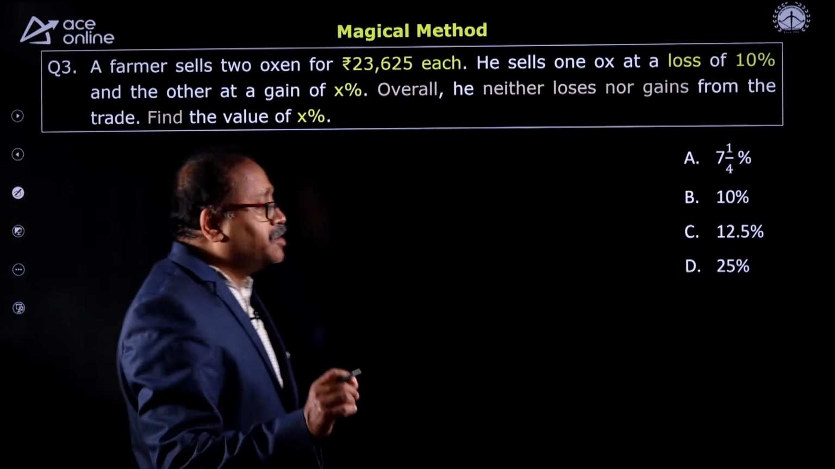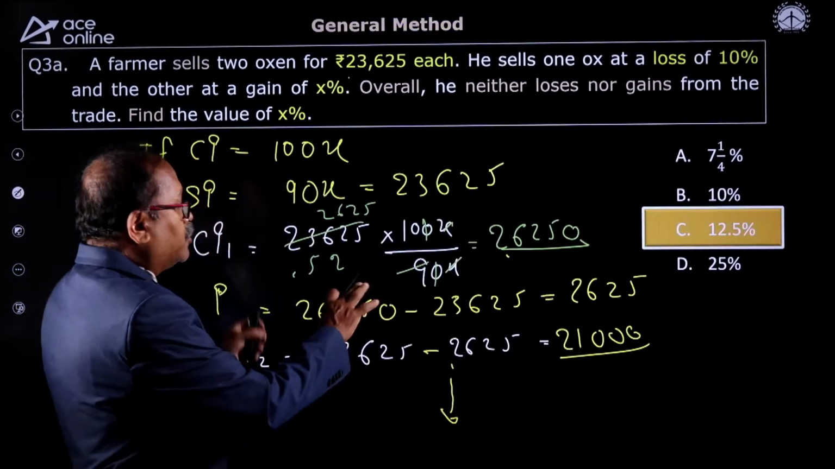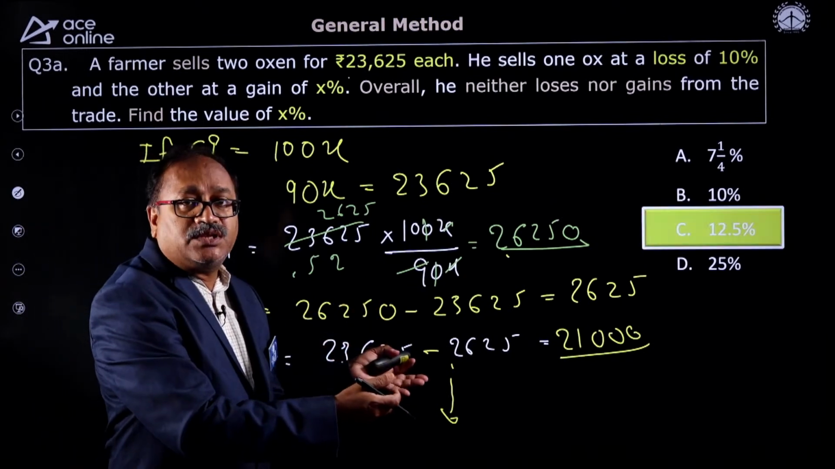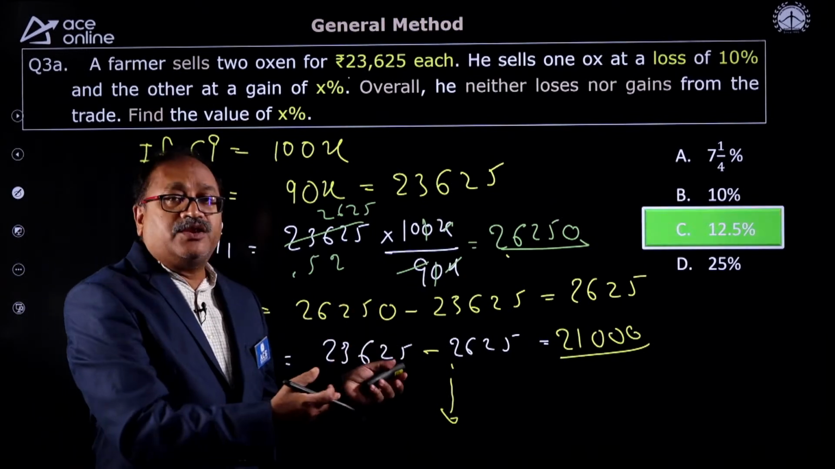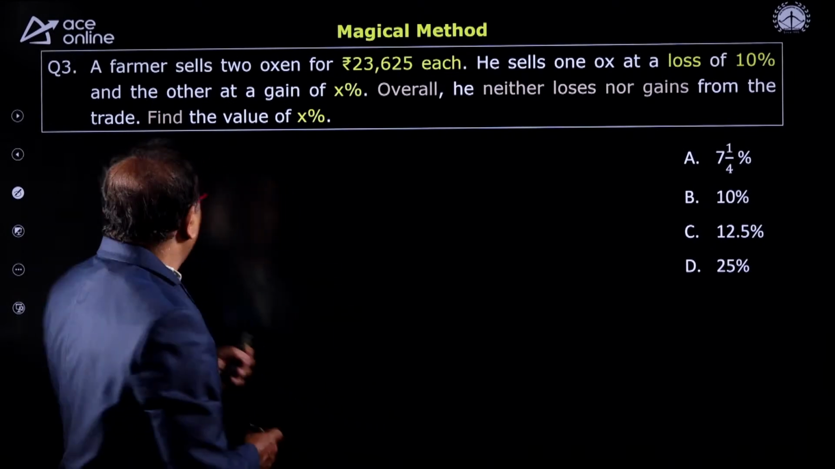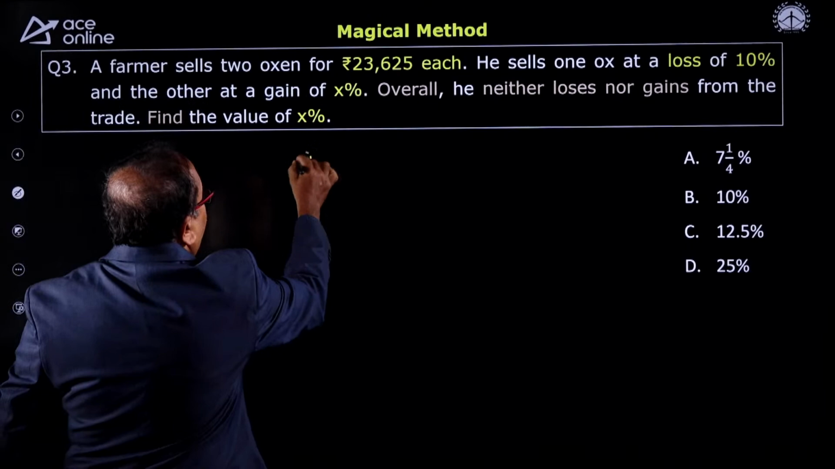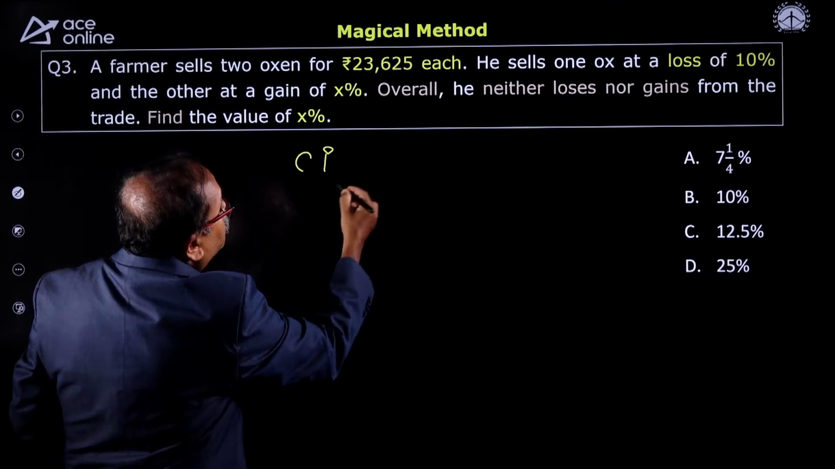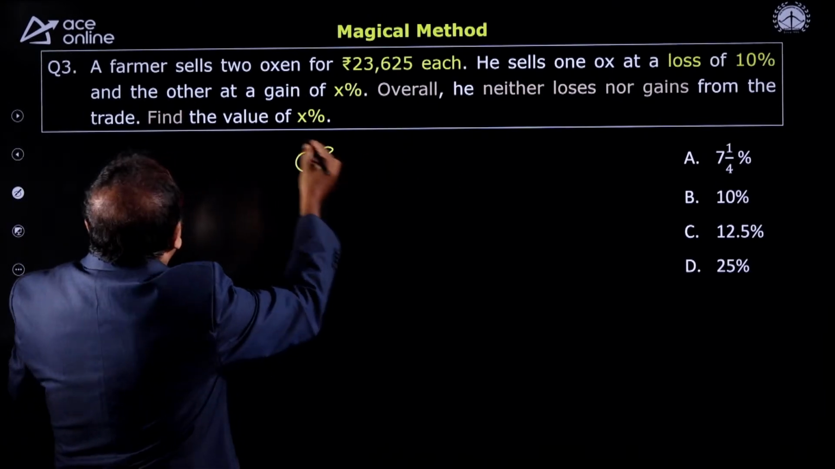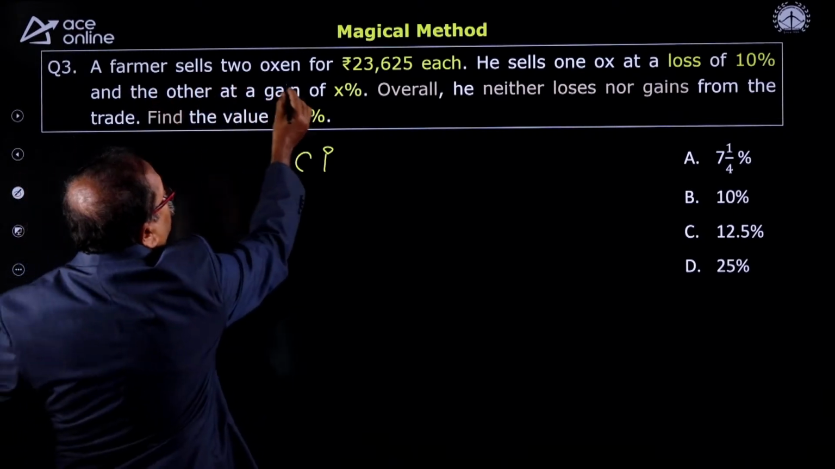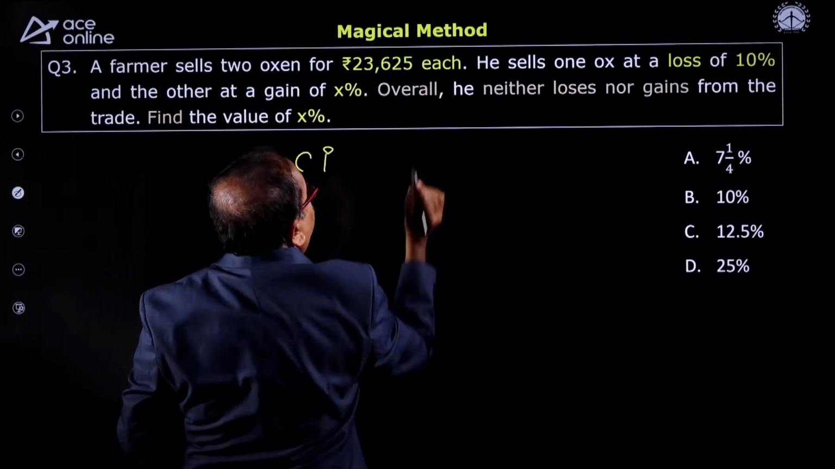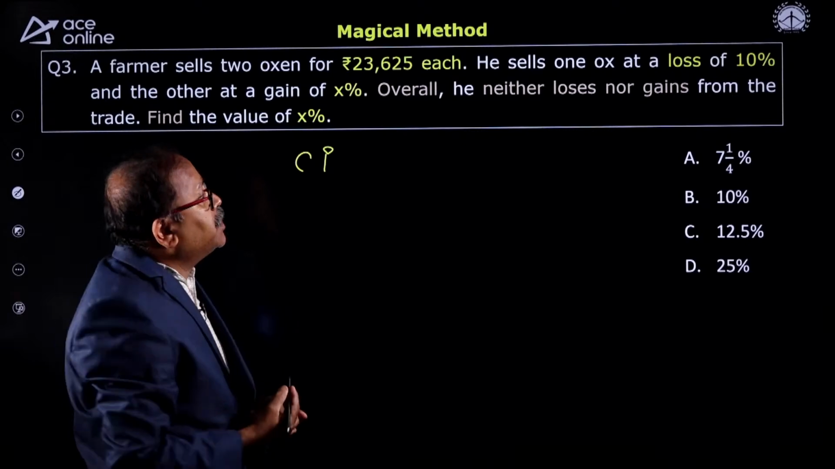This is the best method, and honestly I never did it with this method. I only explained to you, but this is the method which we are going to do here. Let's take the CP here. The farmer sells 2 oxen for rupees this each. The selling price is the same.